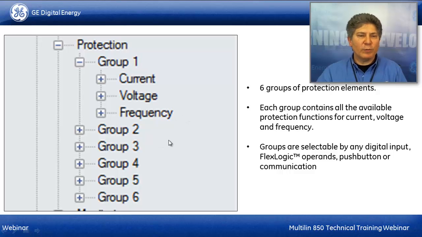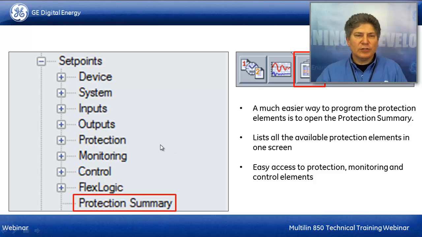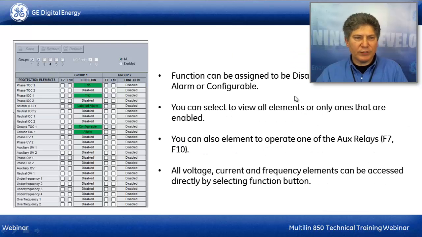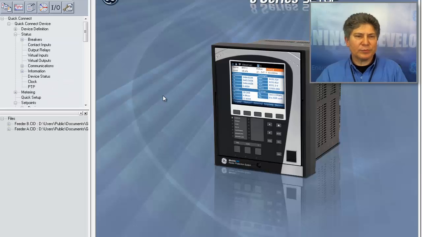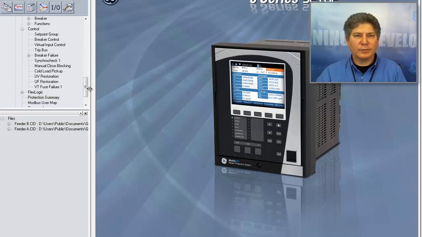We can switch between groups by selecting any digital input, flex operand, push button, or communications. So we have a means of either going through the menu structure here or selecting this hotkey. Let me open up this protection summary and go into it live so we can see how it looks. Here's our icon, the third hotkey from the left. It's now going to open up all our protection elements that are available within the relay.